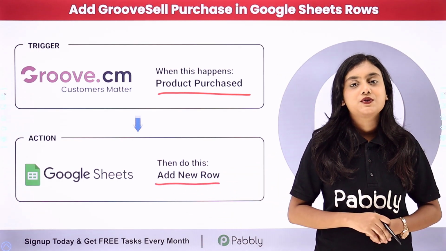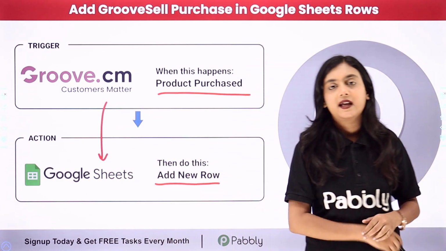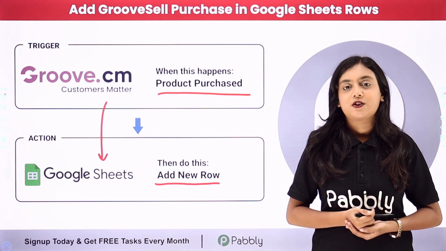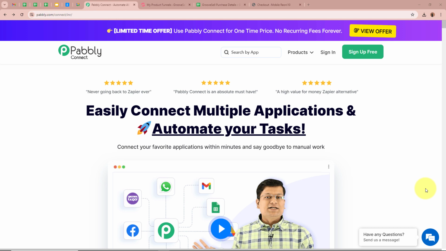For that, what we are going to do is we're going to simply create an automation between Groove and Google Sheets with the help of Pabbly Connect. So if you want to learn how to do this amazing automation, then let me take you all to my screen. In this video, we're going to learn how to add GrooveSell order details in Google Sheets.